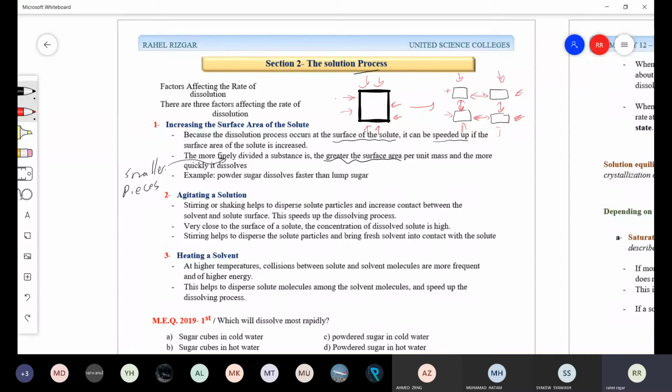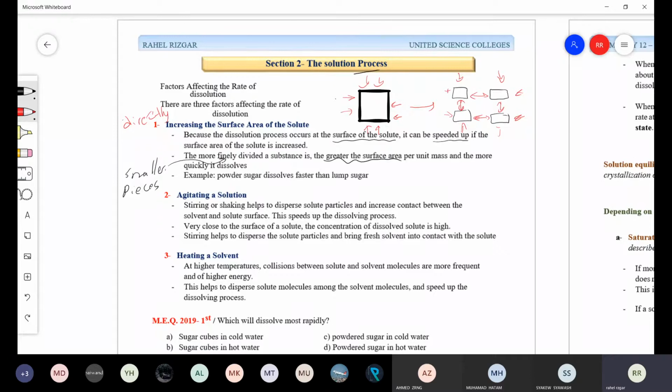Here, surface area is increased. So at that time, what has happened? We have increased surface area. How? By breaking down the solute into smaller pieces. So is increasing surface area inversely proportional or directly proportional? Of course, directly. Directly with what? With the dissolution process. That's the first one.